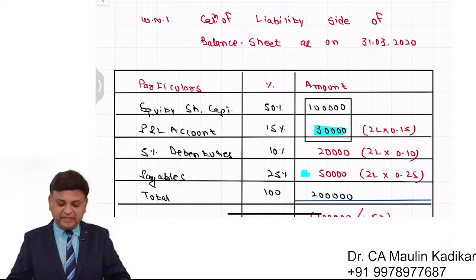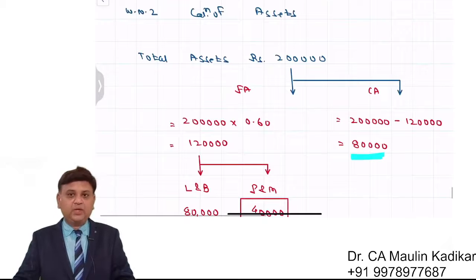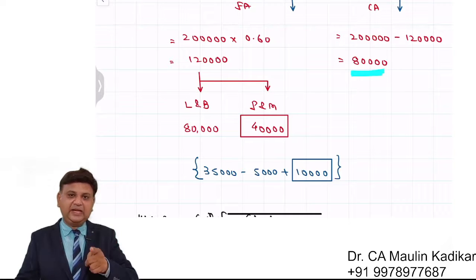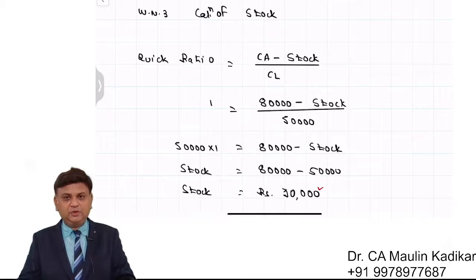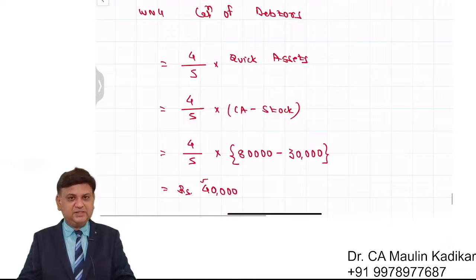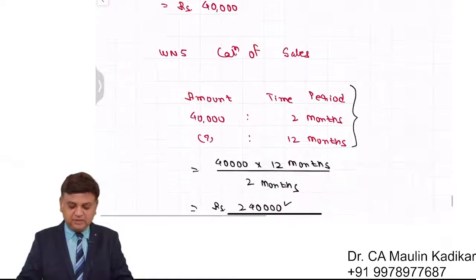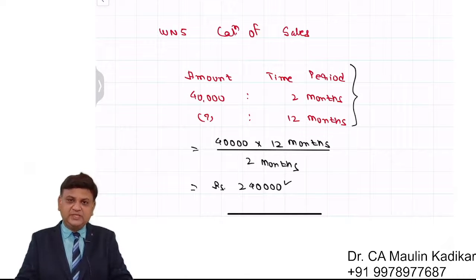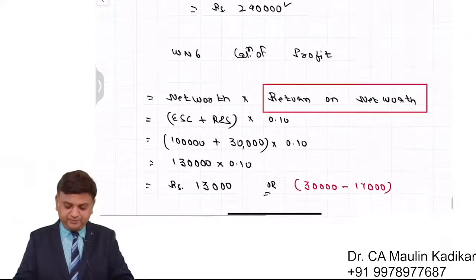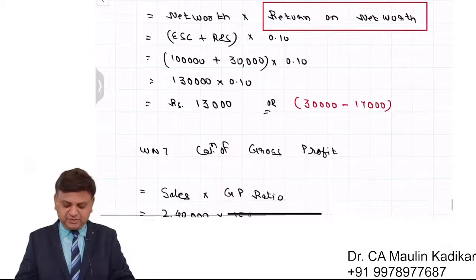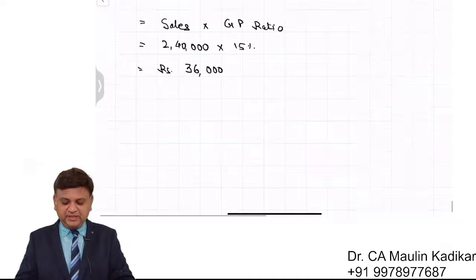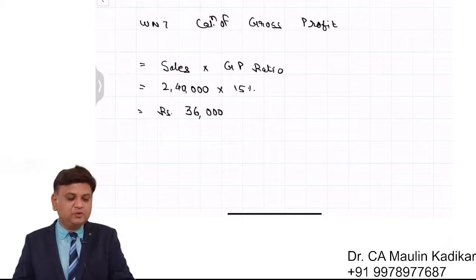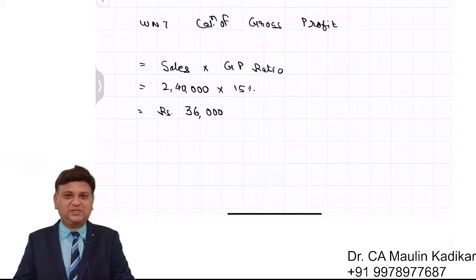So we have been able to gather so far the total of the liability side, total assets, and its bifurcation between fixed assets and current assets. Fixed assets are further bifurcated between land and building and plant and machinery. Stock using the quick ratio information. Debtors using 4/5 of the quick assets. Calculation of the sales, where you have to be a little bit careful, as the 2 months credit period is based on the closing. Profit calculation, that is return on net worth information, and gross profit. Now there are 3 things to be done: one is the trading account, another is the P&L account, and the last is the balance sheet. I request you to prepare the trading account and put your answer in the chat box.